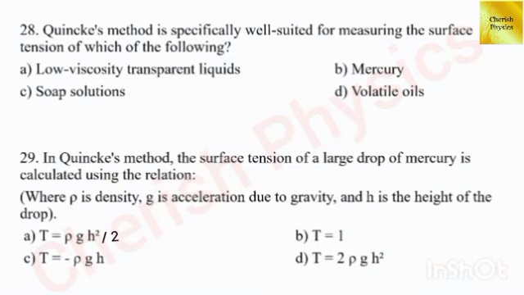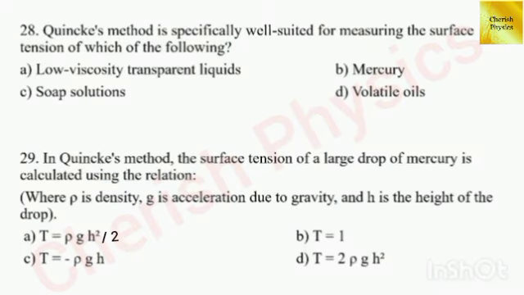28th question. Quincke's method is specifically well suited for measuring the surface tension of dash. The answer is mercury. 29th question. In Quincke's method, the surface tension of a large drop of mercury is calculated using the relation option A, T is equal to 1 by 2 into rho g h squared.